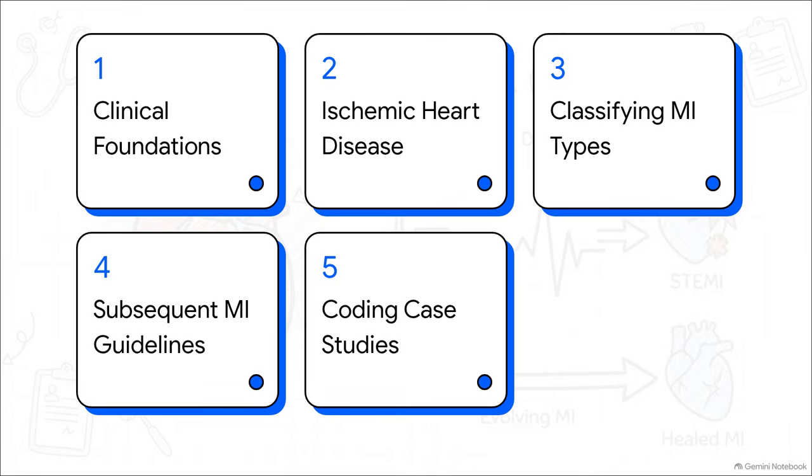Here's our clinical to coding pipeline for this explainer. We'll quickly hit clinical foundations, map out ischemic heart disease categories, look at classifying MI types, dive into subsequent MI guidelines, and finally, test our skills with some real-world coding case studies.